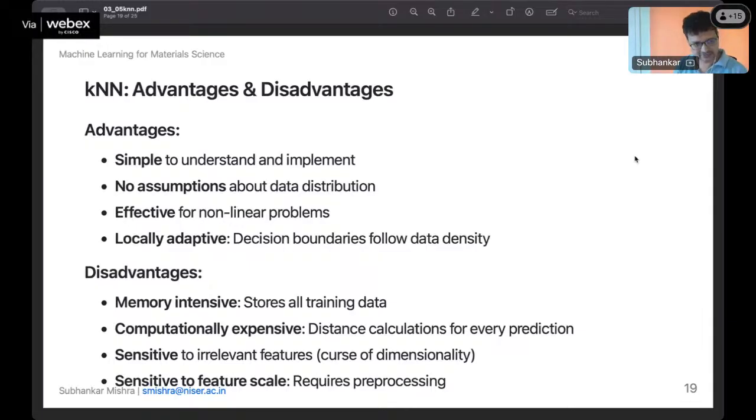Now advantages and disadvantages. The KNN advantage is that it's super simple. I hope all of you now have an idea how to implement KNN. Take a point, find the k nearest neighbors using some distance metric, and take a majority vote. Voting can be done by other techniques as well. If it is a regression task, you can take the average, max, min, or whatever you want.